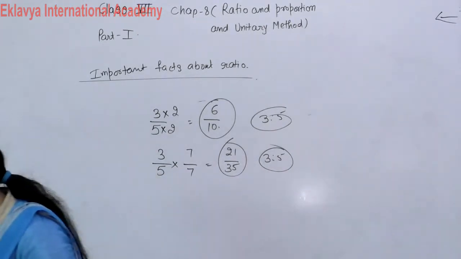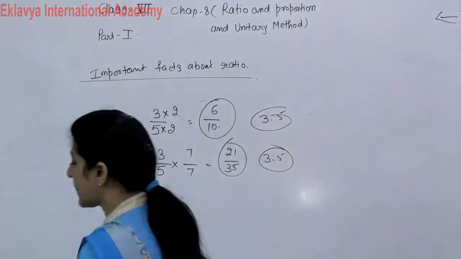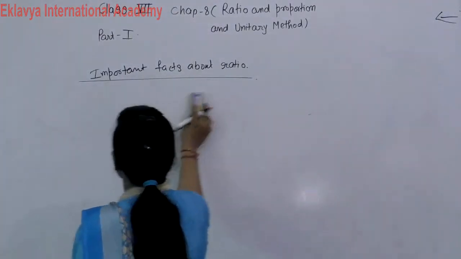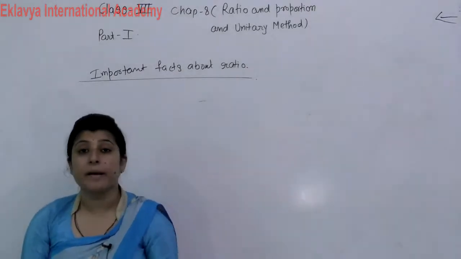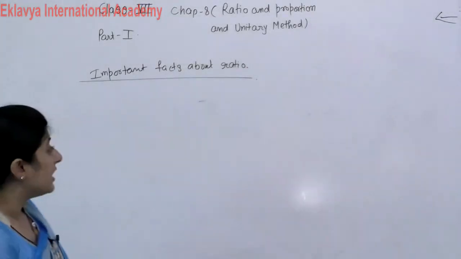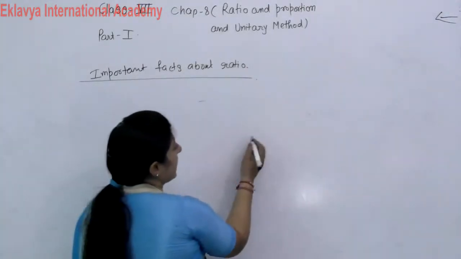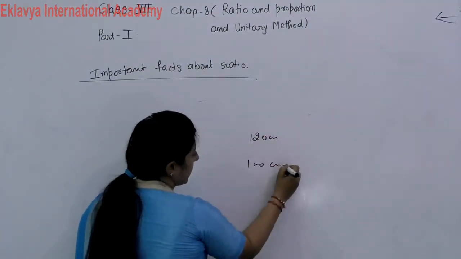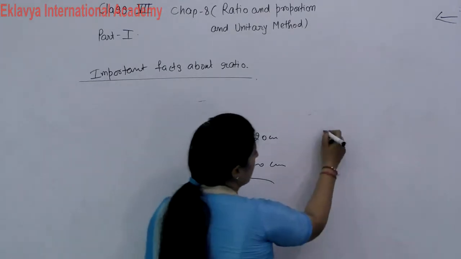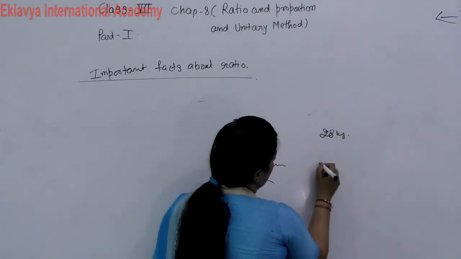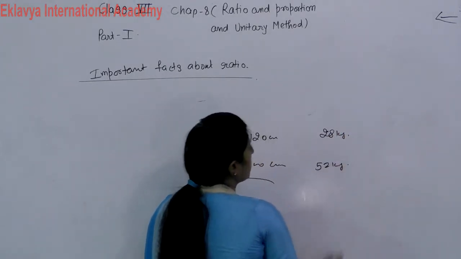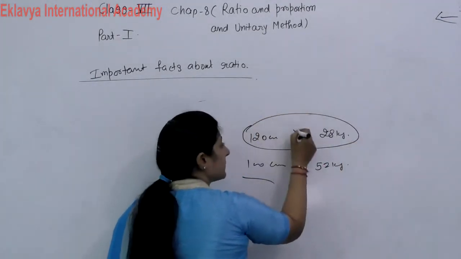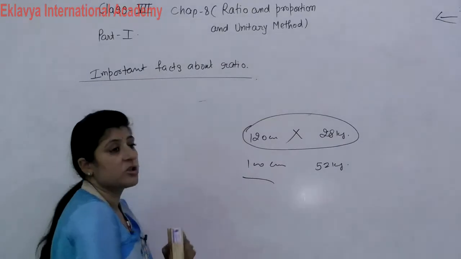ओके, now see the third fact. रेशियो exists between the same kind of things. It means if we are comparing the heights, suppose heights, this is 120 centimeter, 100 centimeter, and we have weights 28 kg, 52 kg. So we can't compare one height and one weight. इनके बीच का रेशियो हम नहीं ले सकते हैं.